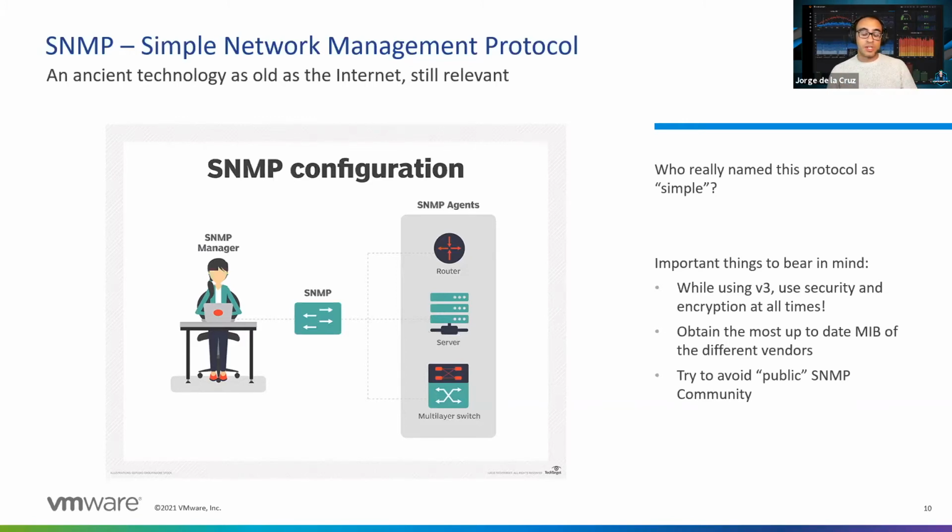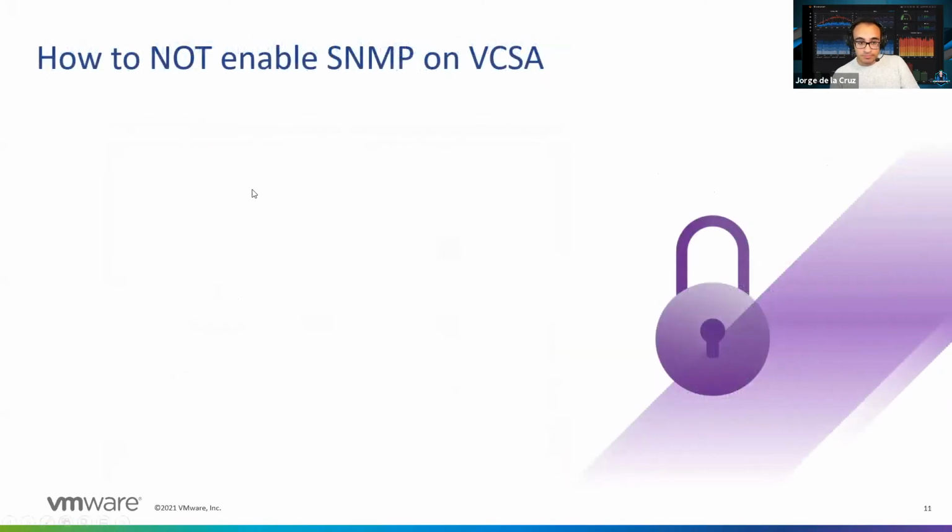So I just wanted to mention a couple of things here. Try to always use version 3. In the case that you are going to use SNMP with VMware or with any other product, ESXi, or even other things like Cisco and so on, please use version 3 because, of course, it has authentication and security. Please try to obtain the most up-to-date MIBs from the vendors. VMware does a good job keeping them up to date. And try to avoid the public SNMP community as well. Those are just important things to bear in mind.